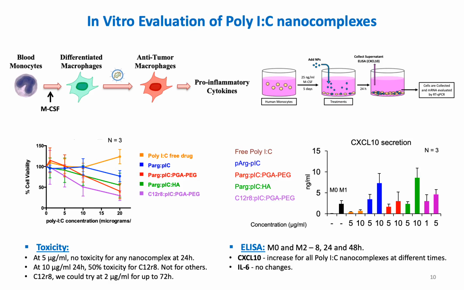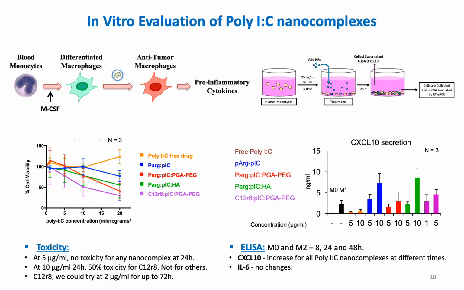We isolated monocytes from healthy blood donors and treated them with MCSF to differentiate them towards macrophages. Then we treat the macrophages with the poly-IC nanocomplexes, and here we evaluate the toxicity of the nanocomplexes to the macrophages. We treat the macrophages with different concentrations of poly-IC, and we observe a dose-response toxicity, and we can select a concentration of 5 micrograms per milliliter of poly-IC for all the nanocomplexes, which is non-toxic to the macrophages.